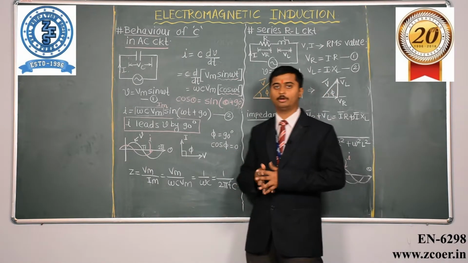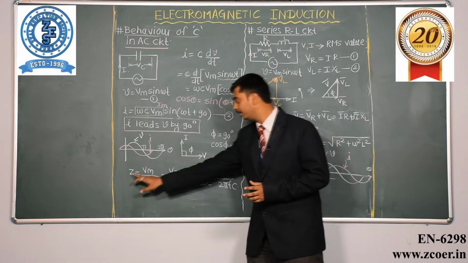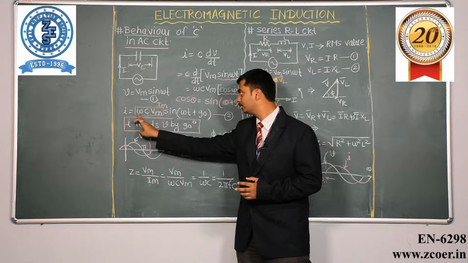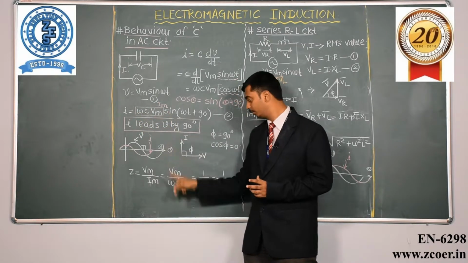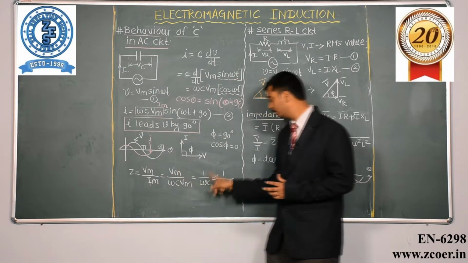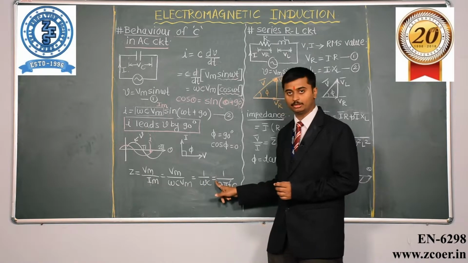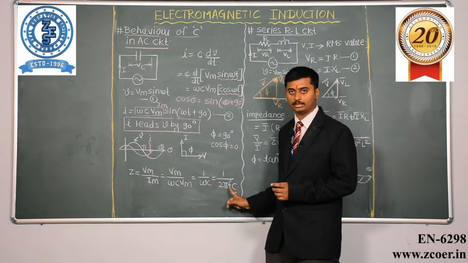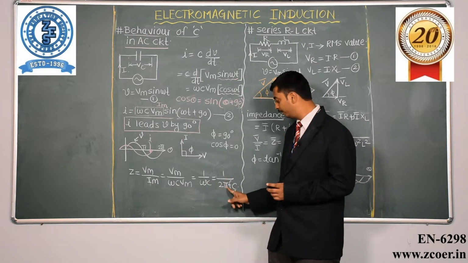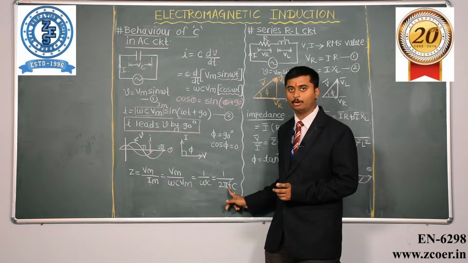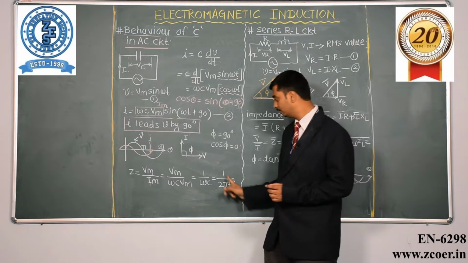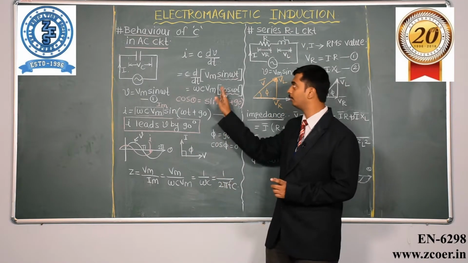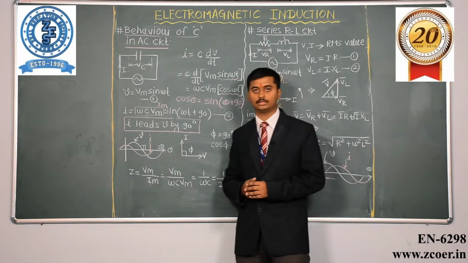Now what would be the value of impedance Z? Z equals Vm by Im. Here we substitute Im equals omega C Vm. If we substitute, we get 1 upon omega C, which is equal to 1 upon 2 pi fC. This is called capacitive reactance. It means that in an AC circuit, if the frequency is 0, then the impedance will be exactly infinite. So this is about the behavior of a capacitor in the AC circuit.